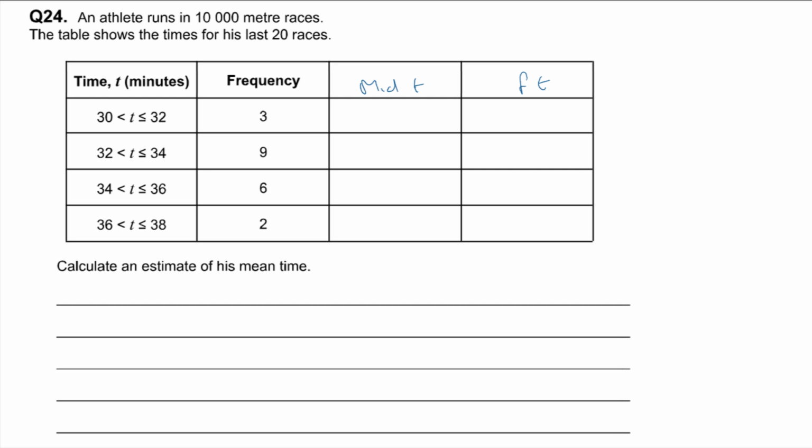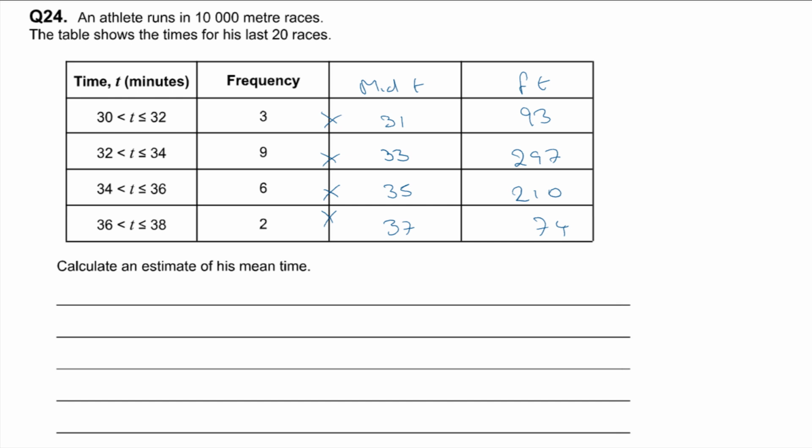So what is the mid value of 30 to 32? That's going to be 31. Middle of 32 and 34 is 33. Middle of 34 and 36 is 35. Middle of 36 and 38 is 37. Okay, then we're going to times these. 3 times 31, that's 93. 9 times 33, that's 297. 6 times 35, that comes to 210. 2 times 37, that's going to be 74.